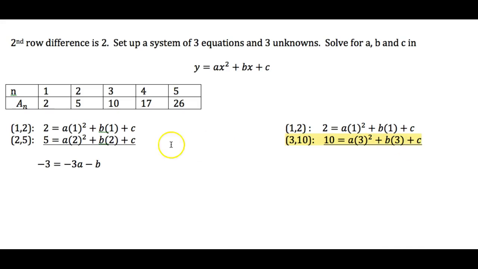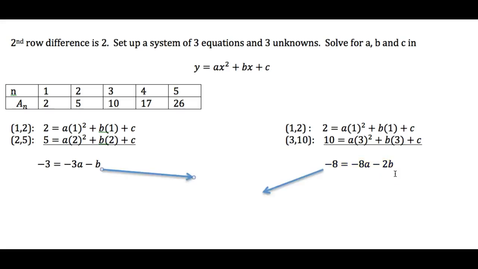And I'm going to do exactly what I did over here. I'm going to eliminate c. So I'm going to subtract both these equations. This would be a negative 2, this would be a negative 8, and this would be a negative 8. So that's what I end up with. So now I have 2 equations, 2 unknowns. You've done this in Algebra 2 so many times.